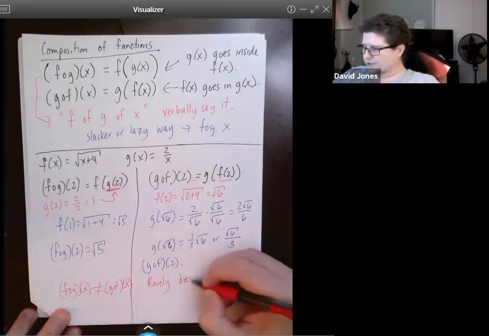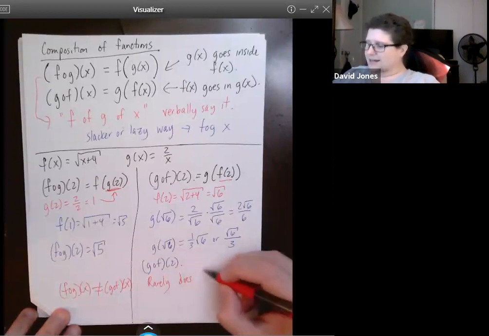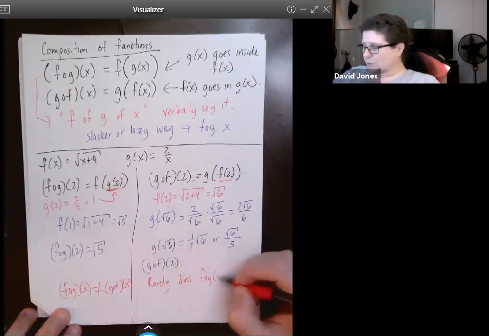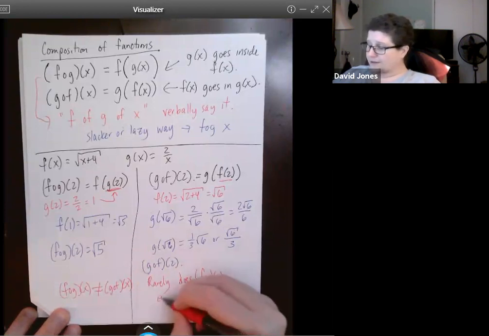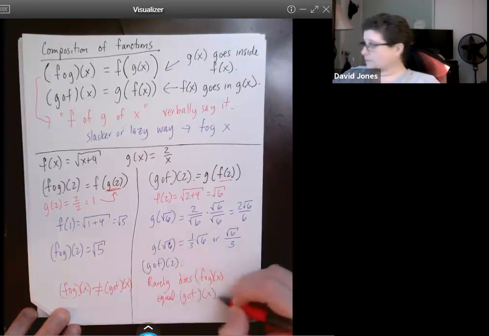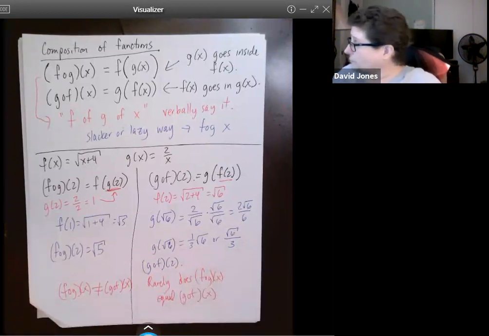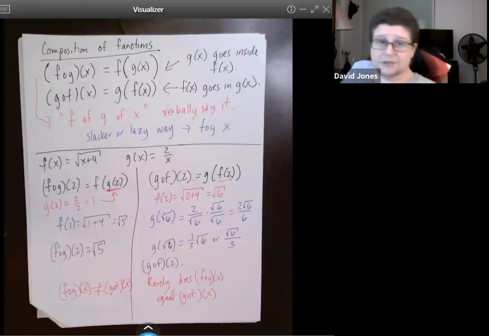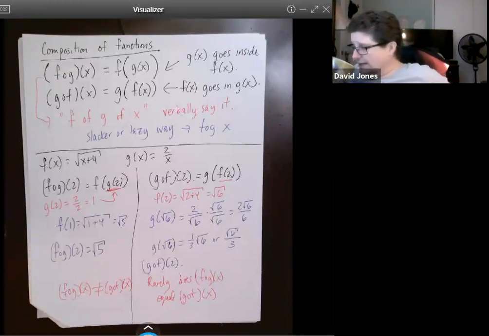Rarely does it equal each other. Does f of g of x equal g of f of x? Since I'm saying it, maybe I should write it down, especially if I have students that are hard of hearing or anything like that. Got to keep that in mind.